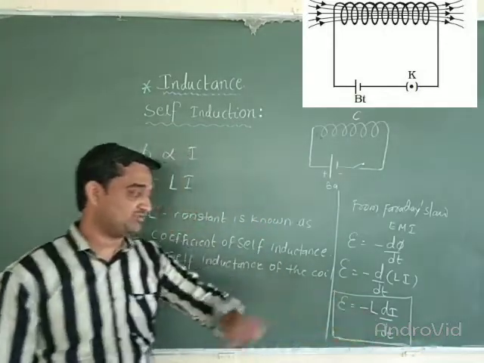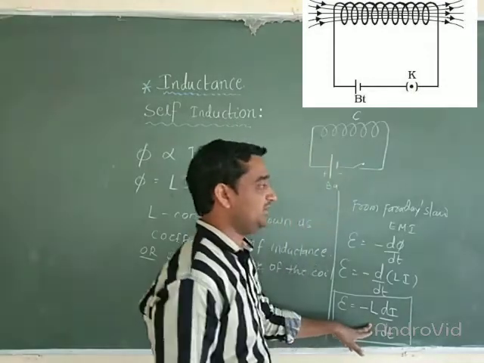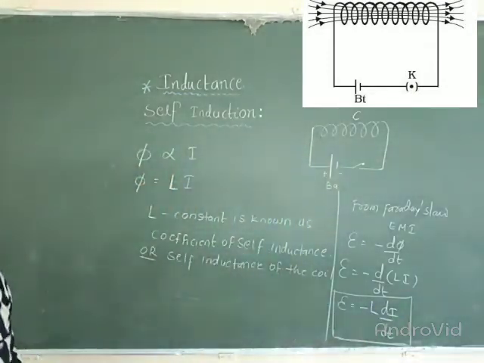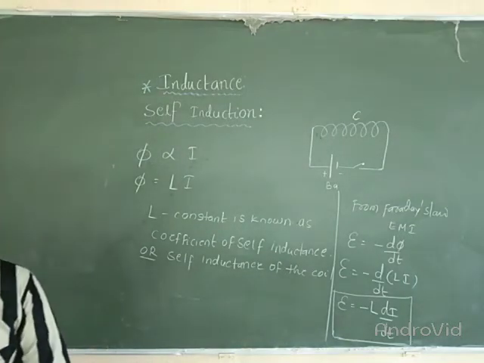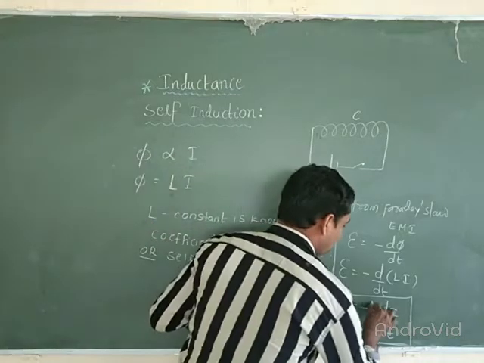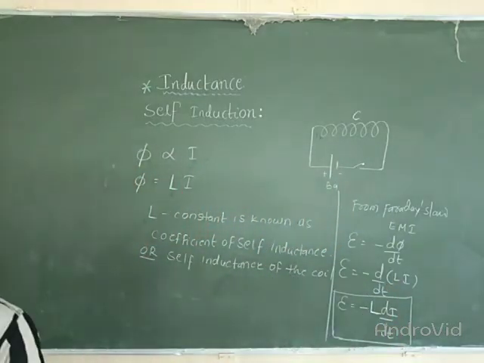So the induced EMF depends upon what here? The self-inductance of the coil, and it also depends upon what? The rate of change of current through the coil. So on what factors does the induced EMF in a coil depend? It depends upon the self-inductance of the coil, and also upon the rate of change of current through the coil, right?